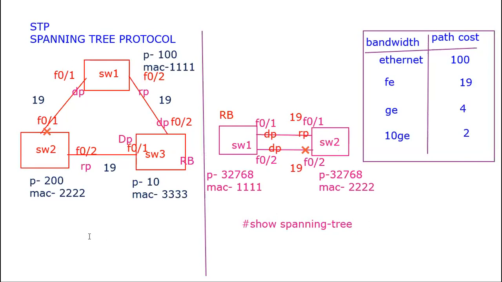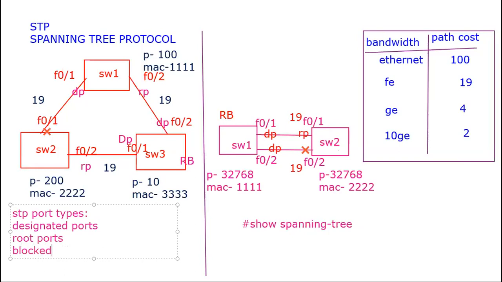Okay, then there are a few things that you have to know in STP. Port types. We already discussed the port types: designated ports, root ports, and blocked ports. So these are the different port types in STP.